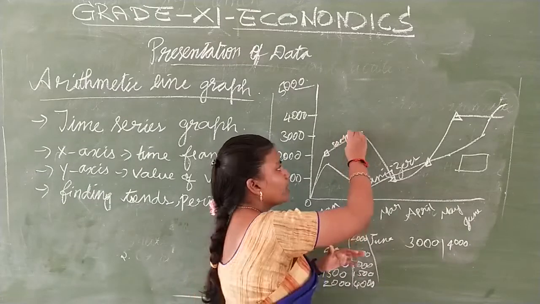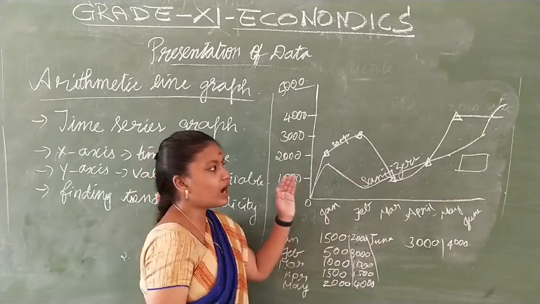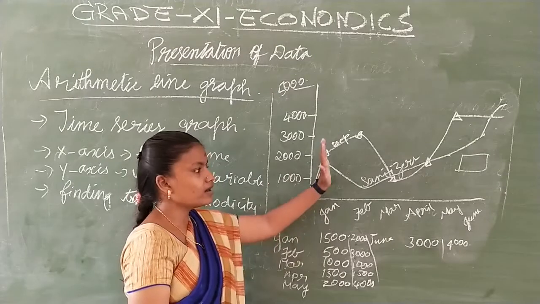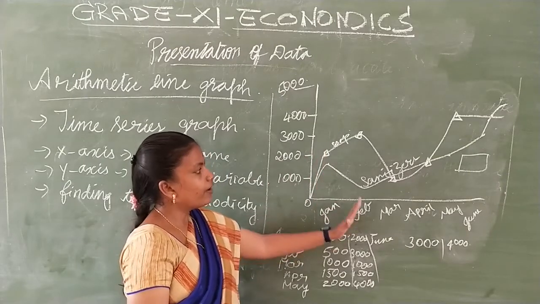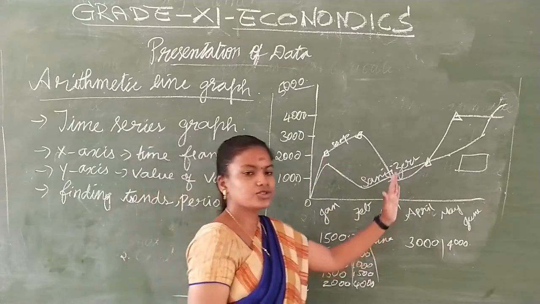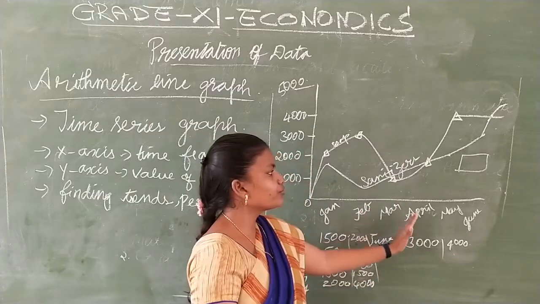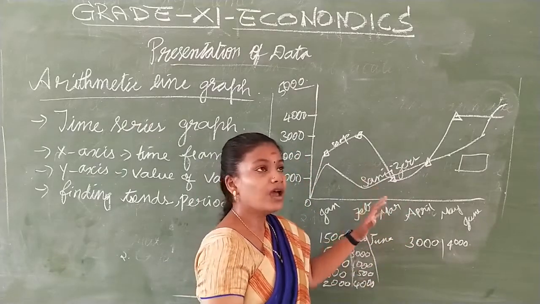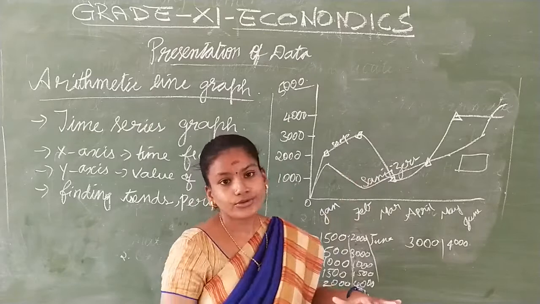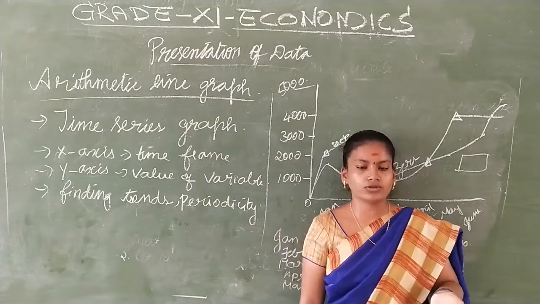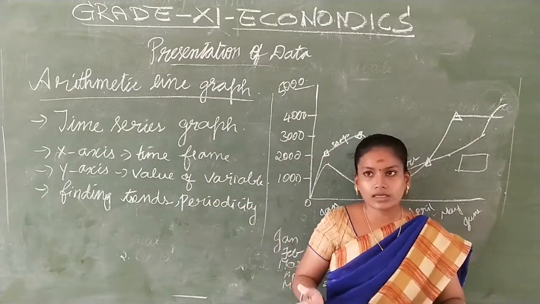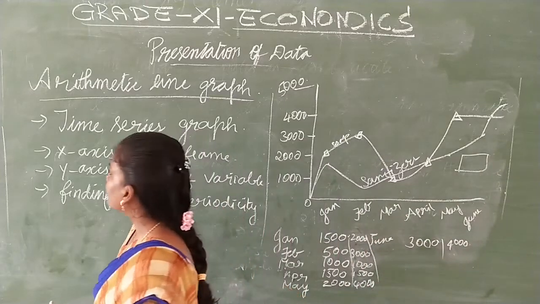So here you can compare easily how it has grown. In Jan how it was, Feb how it was, March how it was, in April which was more, which was less, which were equal at both the points. It's easy for you to understand. In comparison also you can do. So what are the various things that we need to know about the arithmetic line graph?